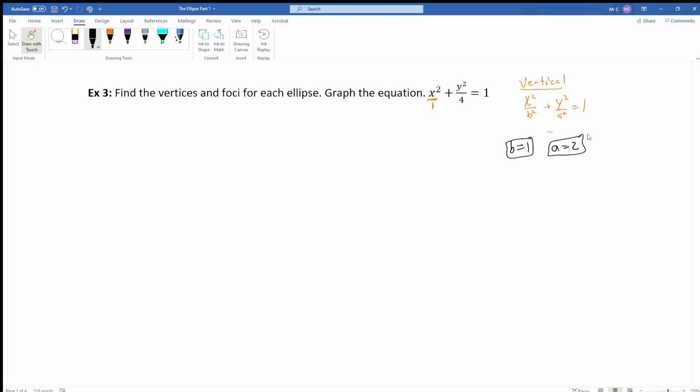Now, in order to graph the foci, I'll need to know the value for c. And once again, b squared equals a squared minus c squared. So that's 1 equals 4 minus c squared. So if I add c squared to the other side and move the 1 over here, I get c squared equals 3. So c is the square root of 3.